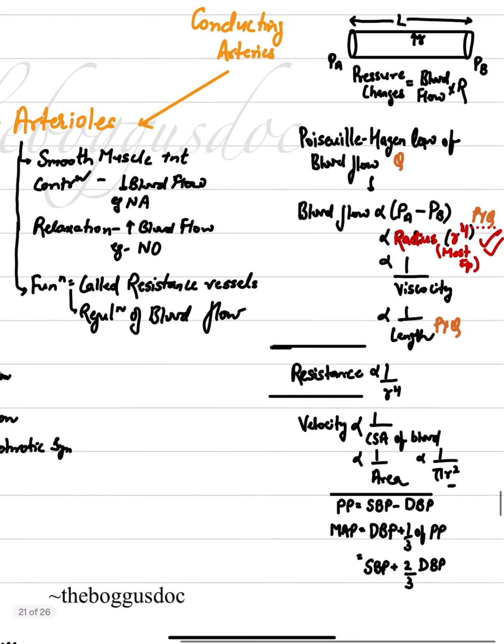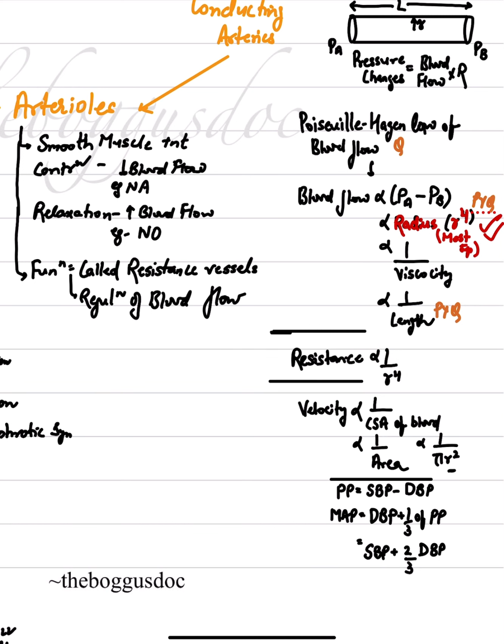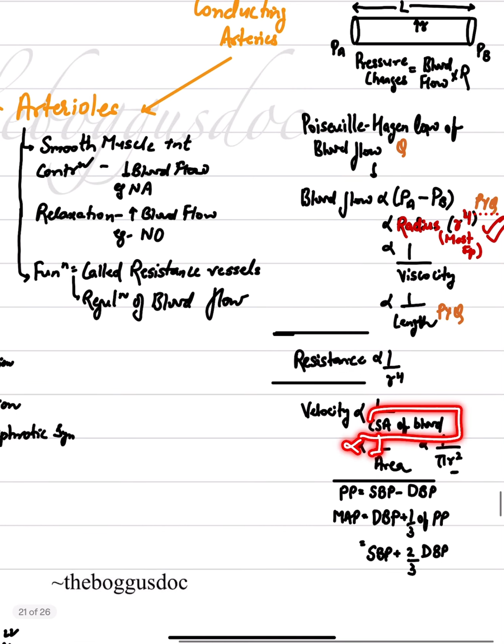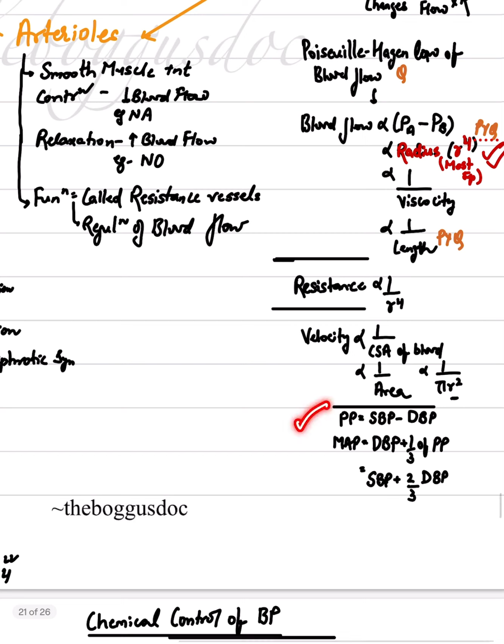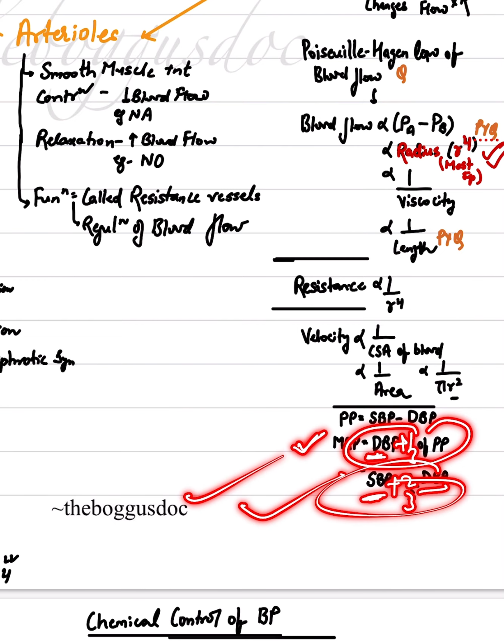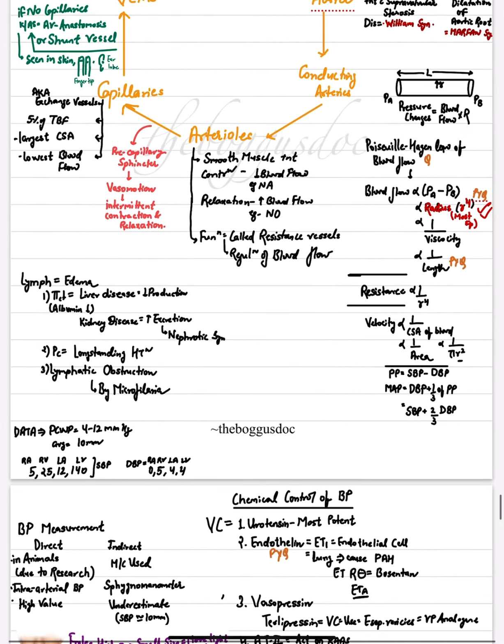Pressure is blood flow into resistance. Resistance is inversely proportional to R to the power 4. Velocity depends upon 1 upon cross sectional area, or 1 upon area, or 1 upon pi R squared. So velocity depends on R squared, but blood flow depends on R to the power 4 and is directly proportional. Okay. Pulse pressure is systolic blood pressure minus diastolic blood pressure, and mean arterial pressure is diastolic blood pressure plus 1 by 3 of pulse pressure, or systolic blood pressure plus 2 by 3 of diastolic blood pressure. Remember both formulas.